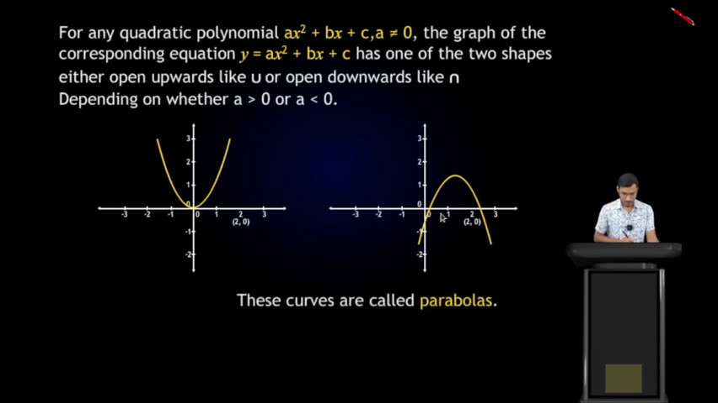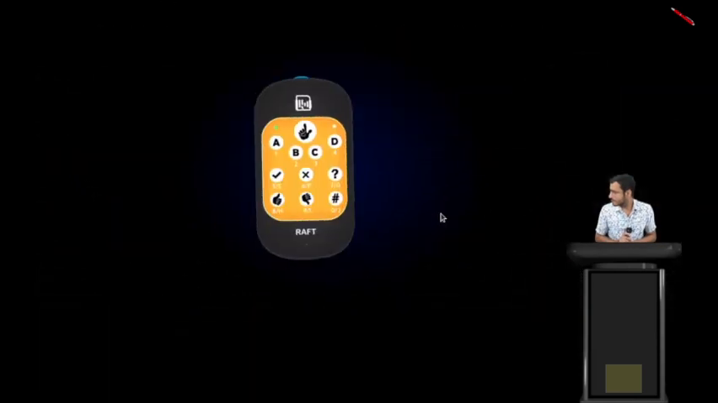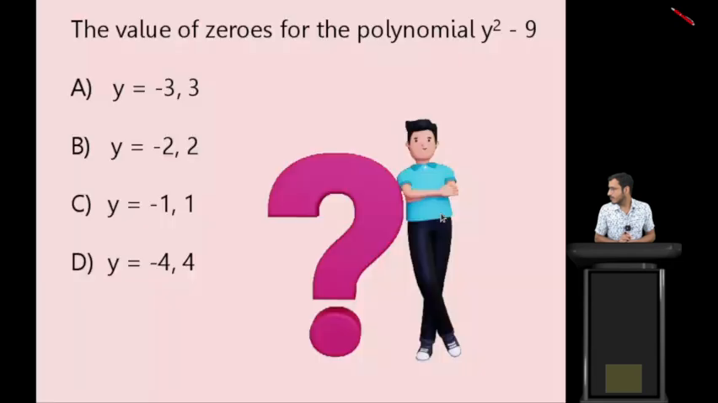These curves are called parabolas. Remember always, the graphical representation of a quadratic polynomial is a parabola. It forms a parabola. Okay, now it's question time.